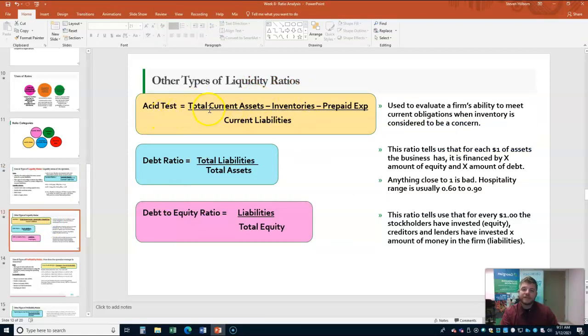So the asset test is total current assets minus inventories and prepaid expenses. So it's using a little bit less money. Basically, the reason that they do this is they say, if you go out of business, you may not be able to sell your inventory. You may not be able to recoup your prepaid expenses. So let's really take a look at what kind of current assets you can actually get use of.